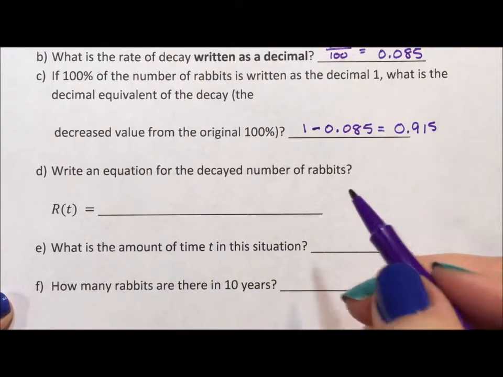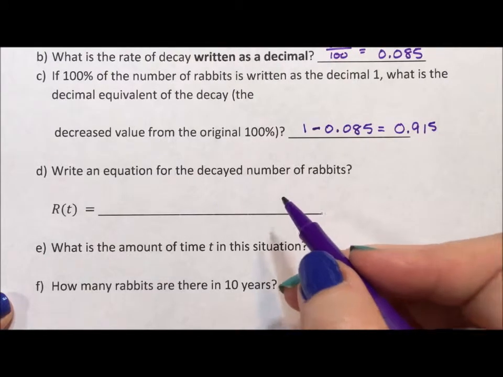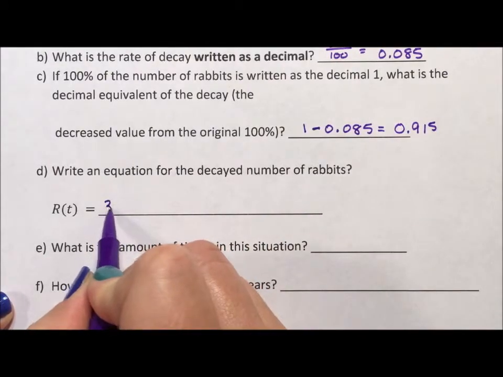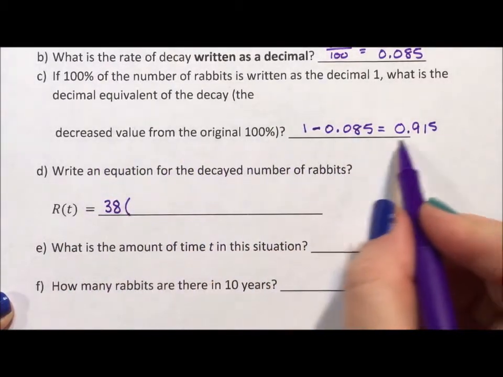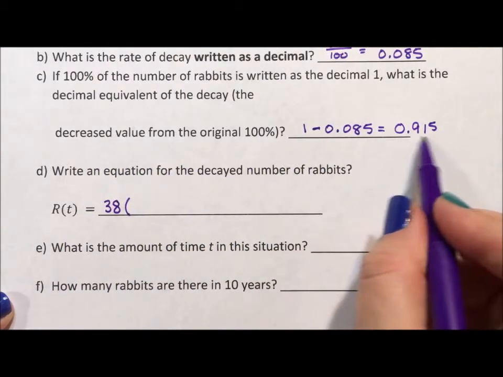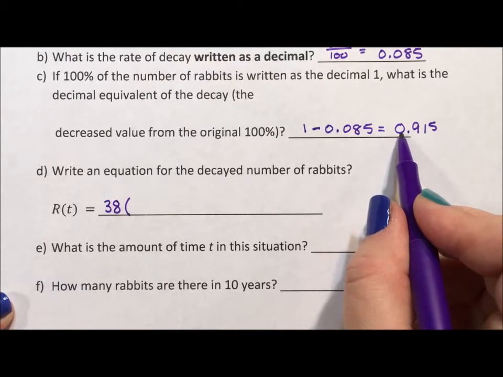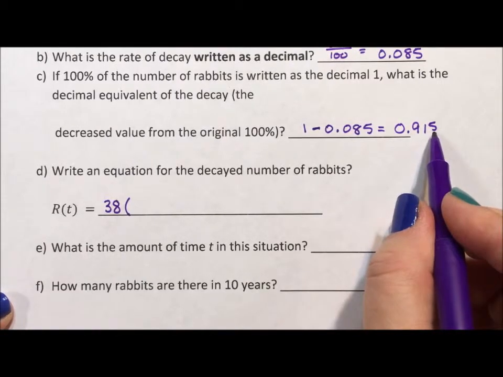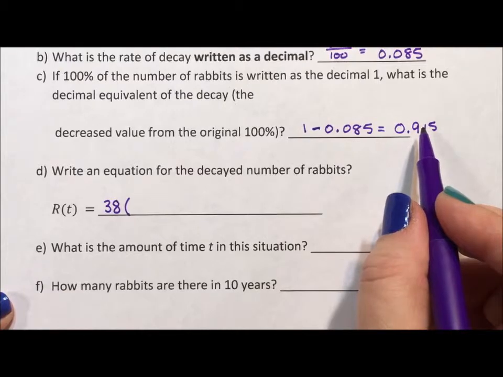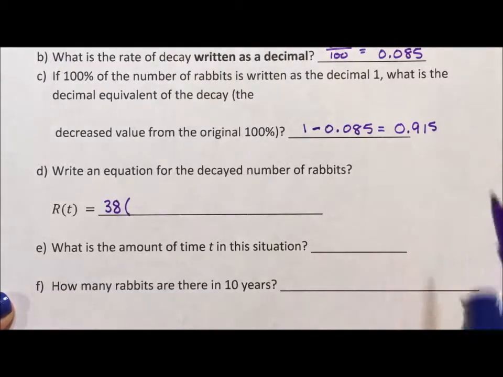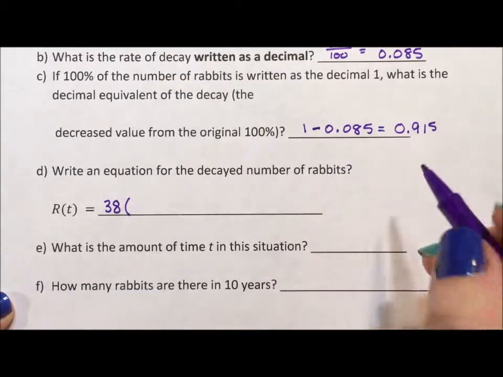So here it is. When we write an equation, we start with the original number, which is 38. We multiply that by our decay factor. This is a factor in which we either grow or decay. This is decay because it's less than 1. If you multiply by 1, it doesn't change. If you multiply by less than 1, it's decay. If you multiply by more than 1, it's growth. And you never multiply by a negative because that would make things wackadoodle. It would bounce all over the place.